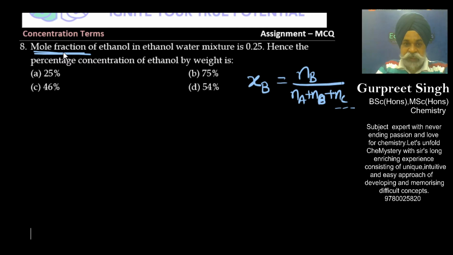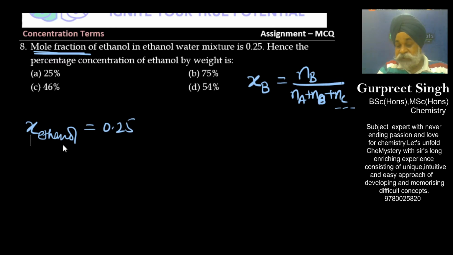So here what is being said is that the mole fraction of ethanol in ethanol water solution is 0.25. This is what is being given to you. And what he is asking is to find the percentage concentration of ethanol by weight. So he is asking you to find percentage weight by weight. Percentage weight by weight means that if you have 100 grams of solution, how many grams of solute are there? That is what he is asking you to find out.